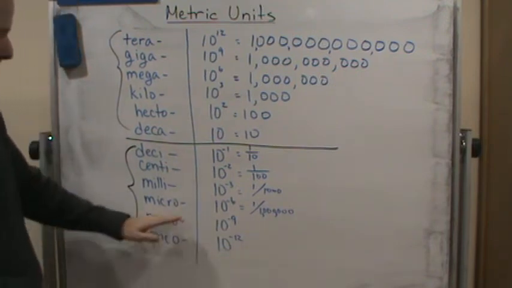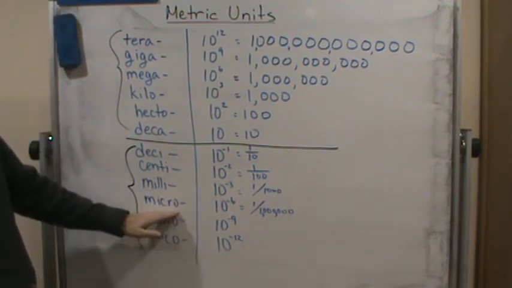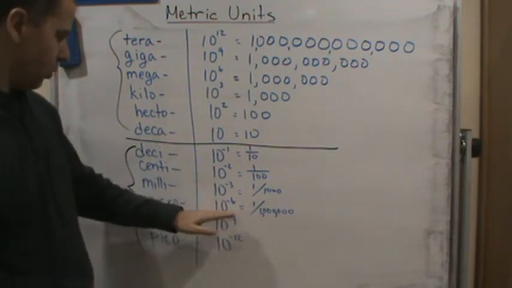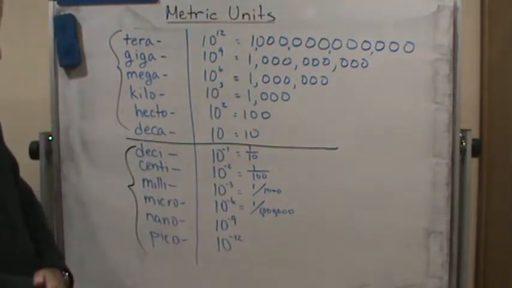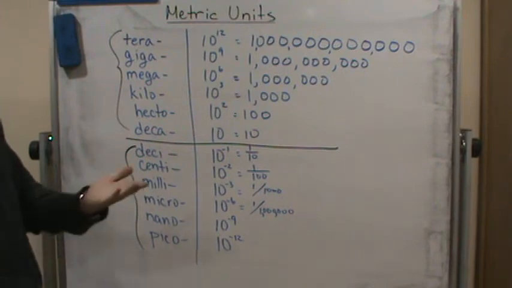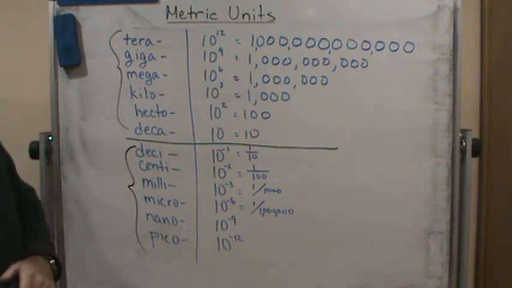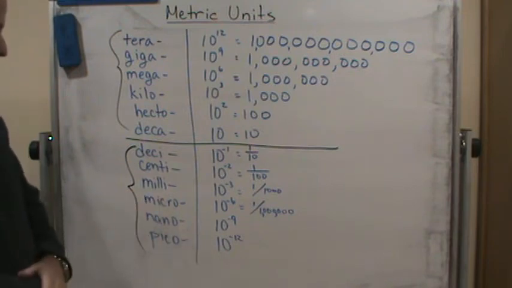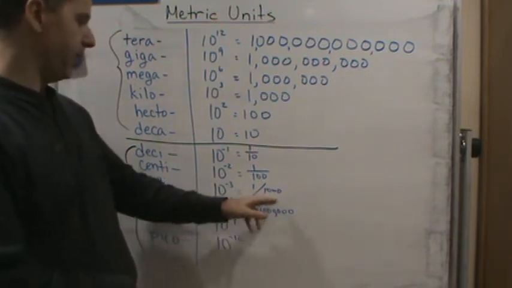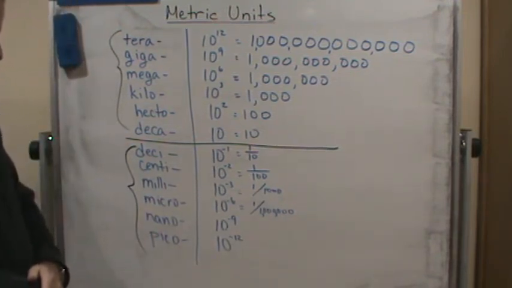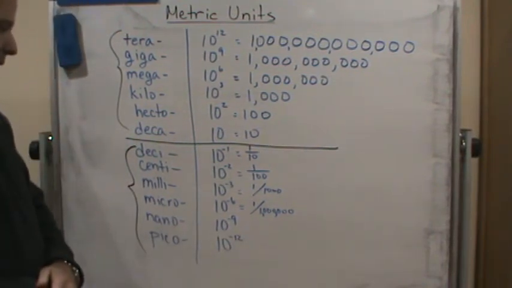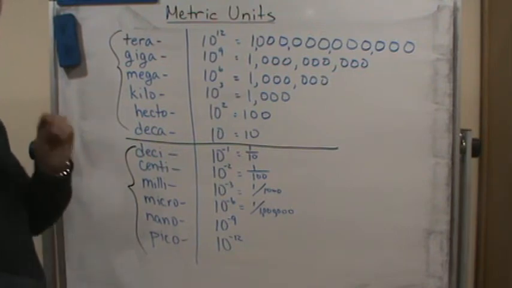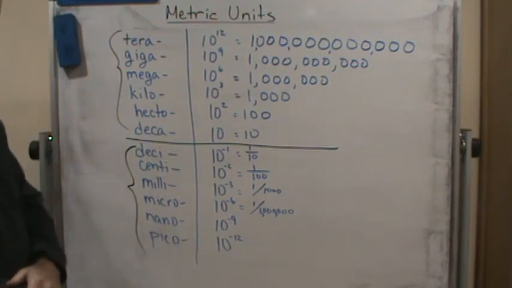So if I'm talking about a microwave, a microwave is 1/1,000,000th of the size of a regular wave, I guess you could say. Or a millisecond. A millisecond is 1/1000th of a second. A nanosecond is 1/1,000,000,000th of a second. So we're talking about really small measurements.